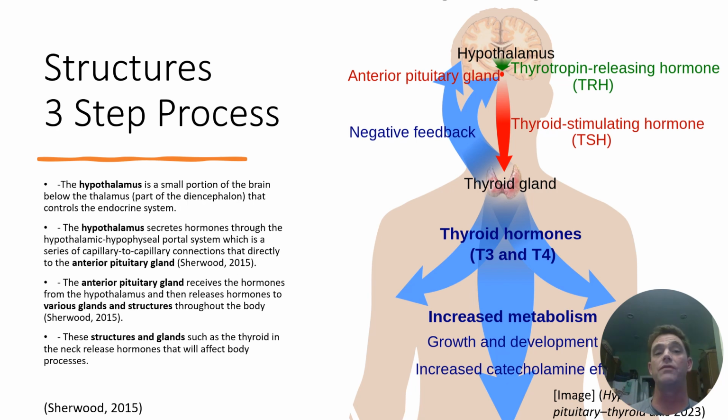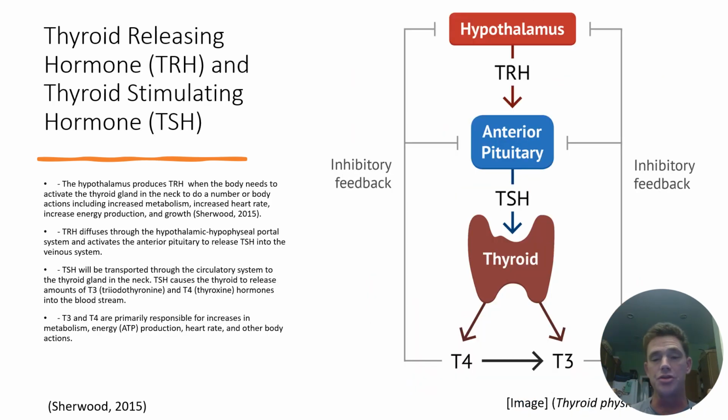Like I said, we're going to focus on the thyroid. So basic steps here, again, 1, 2, 3, starting with the hypothalamus, going down to the anterior pituitary and then to the thyroid. So let's get specific here. The hypothalamus is going to produce a hormone called TRH, which is short for thyroid releasing hormone.